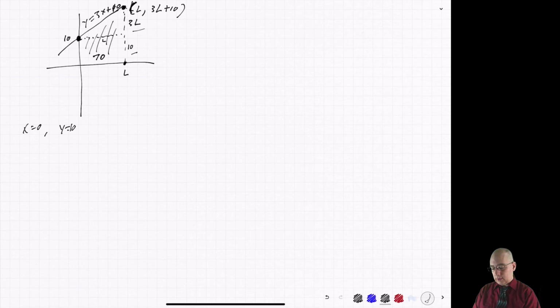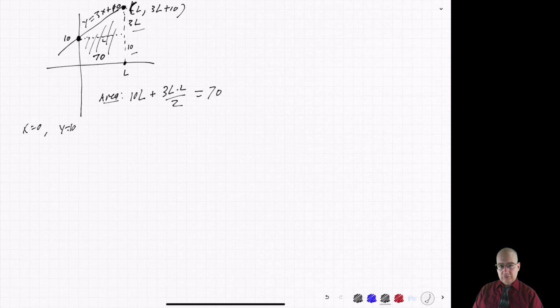All right, so now what's our area? The rectangle is 10 times L. And then what's the triangle? Triangle is base times height divided by 2, right? That's half the area of the rectangle. So it's 3L times L all over 2. And that should be all equal to 70. And that's our fundamental equation.